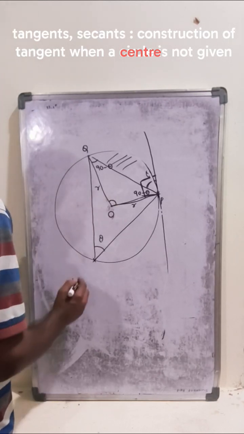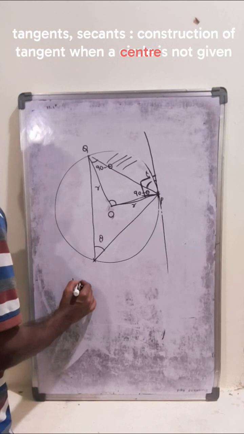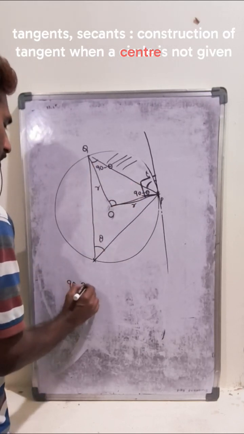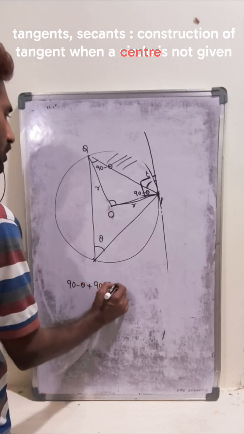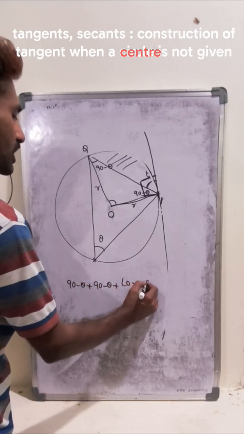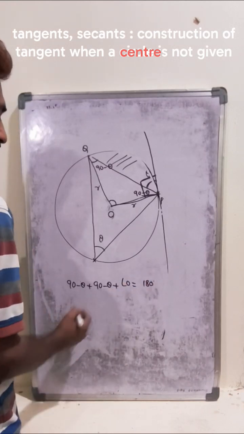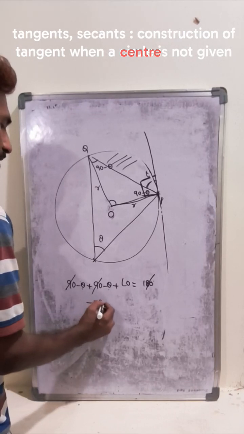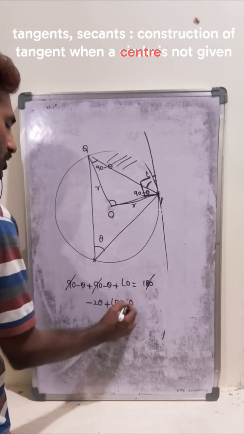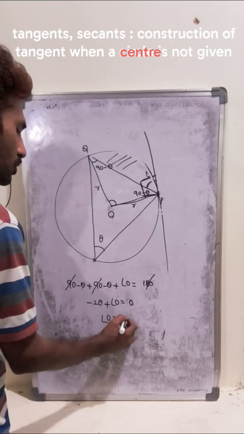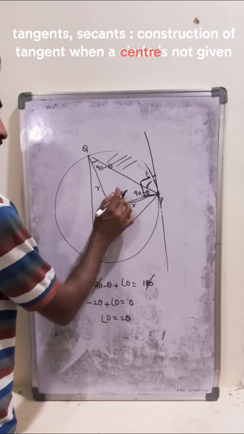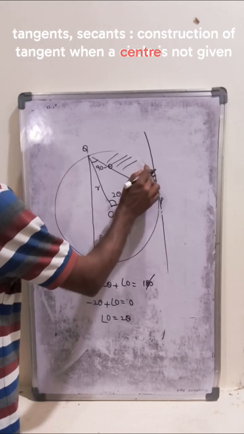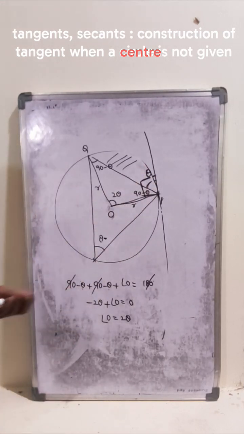So this angle plus angle O: 90 minus theta plus 90 minus theta plus angle O is equal to 180 degrees, because the sum of the angles in a triangle is 180 degrees. 90, 90, 180, this gets cancelled. Minus theta minus theta, minus 2 theta plus angle O is equal to 0. So angle O is equal to 2 theta. So this angle is 2 theta. If this angle is 2 theta, this must be theta. We already know that this angle is theta. So these two are equal. So this is how we can prove it. Okay, thank you.